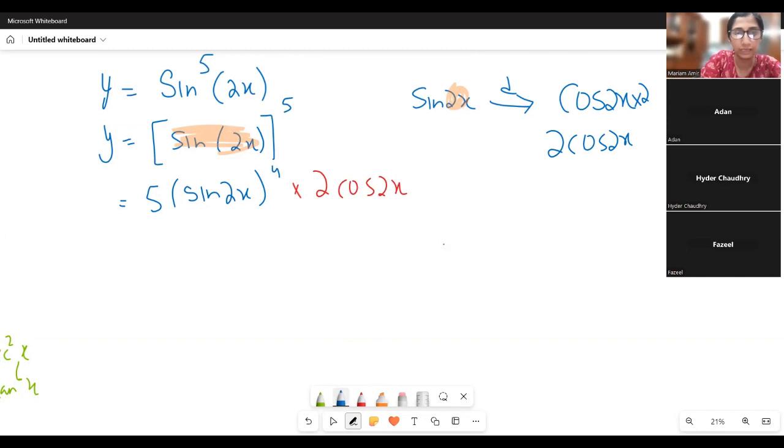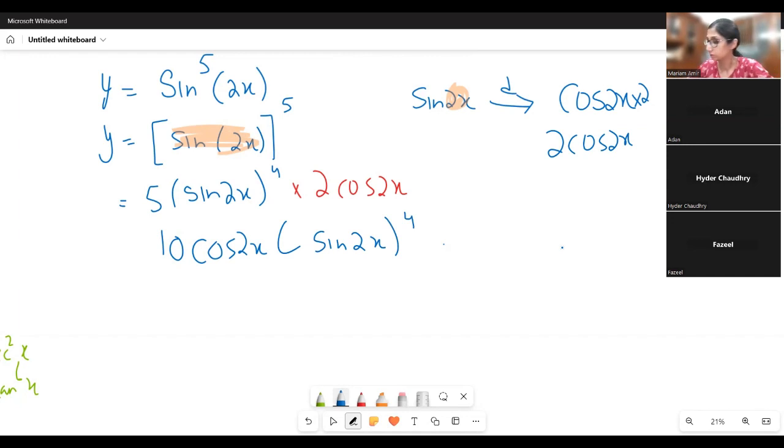giving us 10. Okay, let me write cos 2x first. And then sine 2x power 4. Get the answer. 10 cos 2x sine 2x power 4. In fact, they've written the answer like this. I should have written it like this, 4 here, right after sine. It's going to be 10 cos 2x times sine power 4 2x. There shouldn't be a gap here.